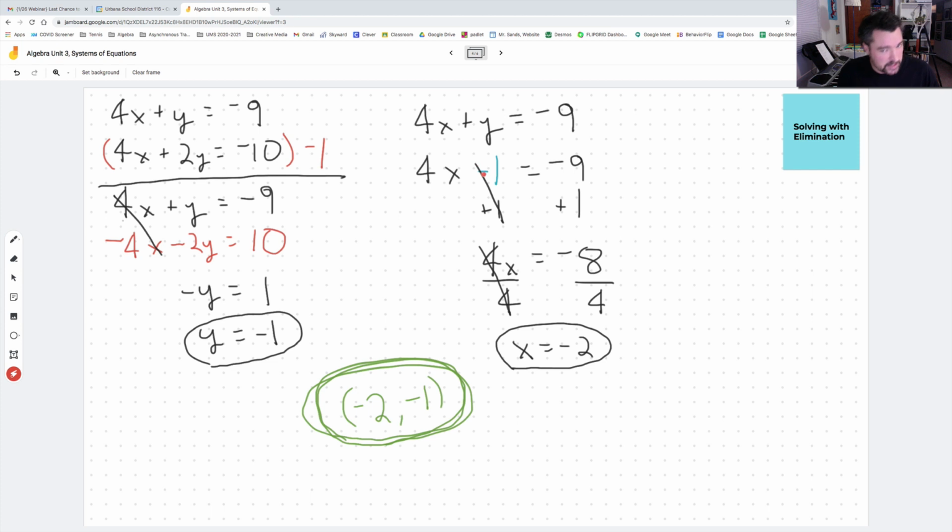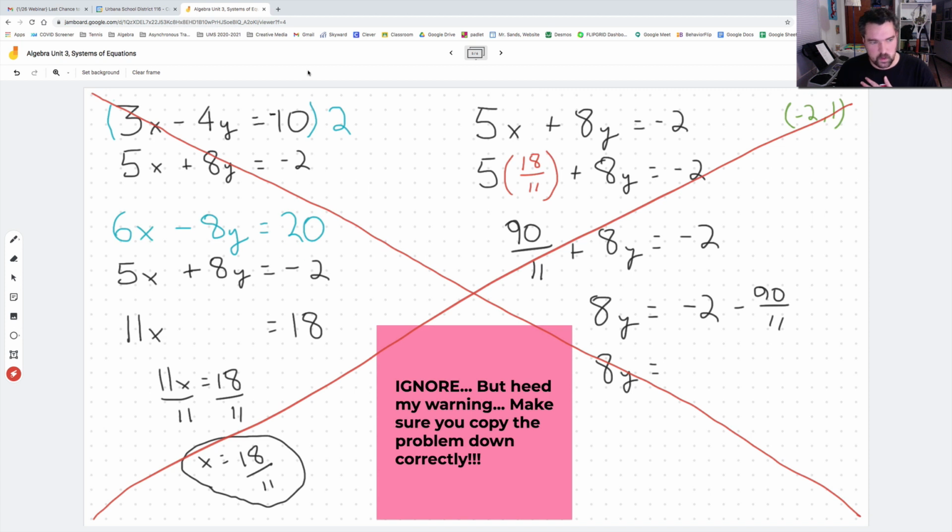And then I have to plug it back in, remember, and get my other variable. So if y is negative 1, that means x is negative 2. So my ordered pair solution is negative 2, negative 1. Remember also, piece of my solution, single circle, piece of my solution, single circle, final solution. Make it real easy to determine what your final answer is. Vigorously circle it.